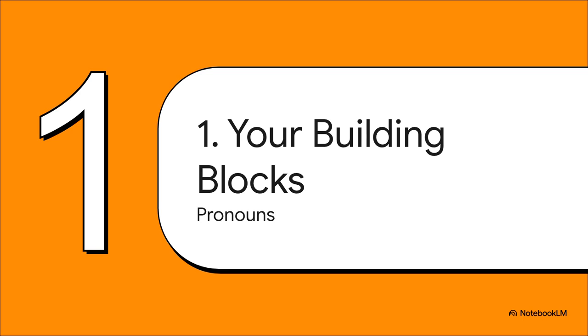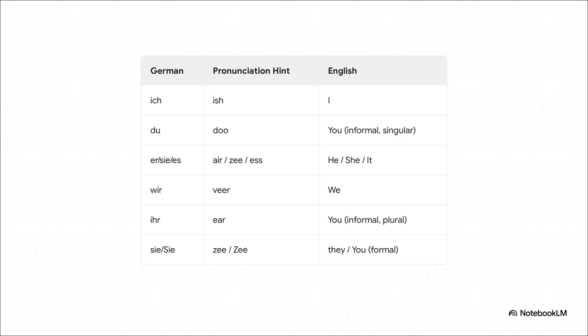For us, our main building blocks are the pronouns. These are simply the words that tell us who is doing the action in the sentence. And here they are, the whole crew. These are the core characters for any sentence we're gonna build. You've got ich for I, wir for we, and so on. Just think of these as the stars of our show, the essential first piece of our puzzle.